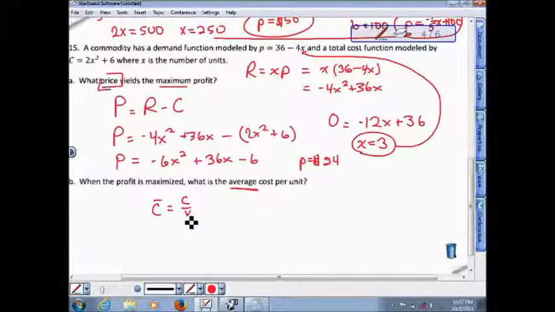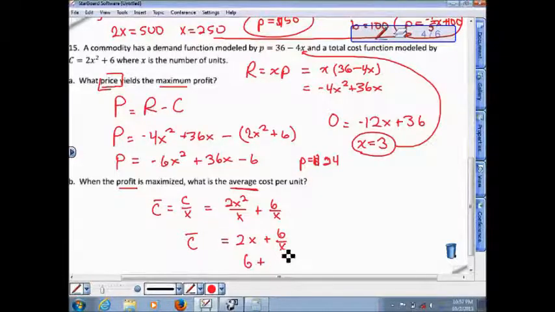So C bar is equal to C over x. This is equal to 2x squared over x plus 6 over x, which is 2x plus 6 over x. Now we know when the profit is maximized, they're selling 3 units, so the average cost of 3 units is 2 times 3, which is 6, plus 6 over 3, which is 2. That's $8.